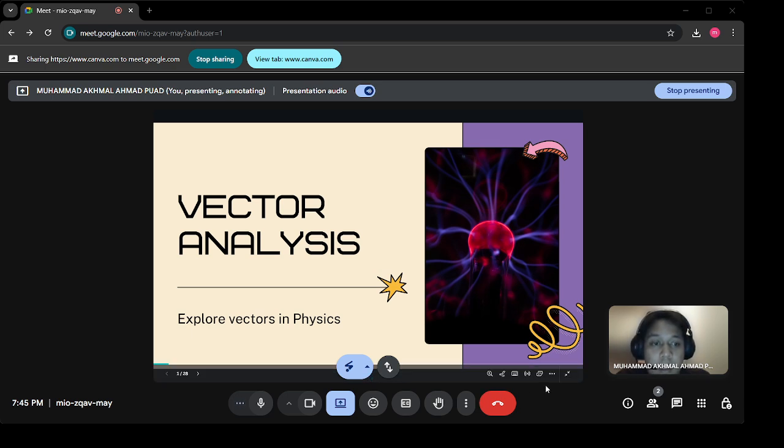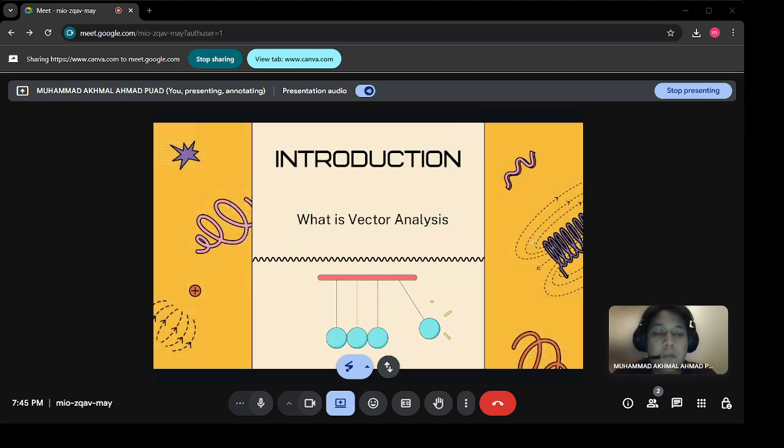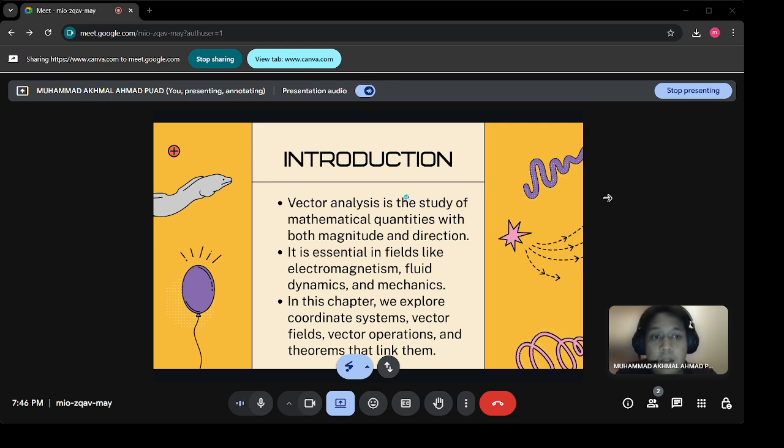So today I'm going to present about vector analysis, chapter 2. For the introduction, what is vector analysis? Vector analysis is the study of mathematical quantities with both magnitude and direction. It is essential in fields like electromagnetism, fluid dynamics, and mechanics. In this chapter, we explore coordinate systems, vector fields, vector operations, and theorems that link them.